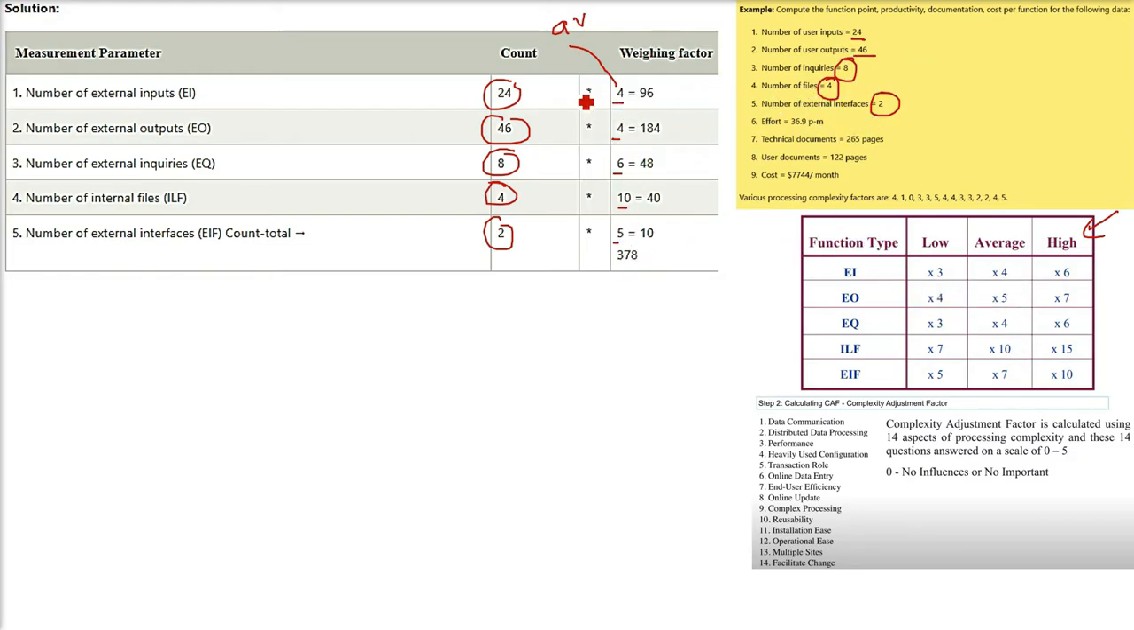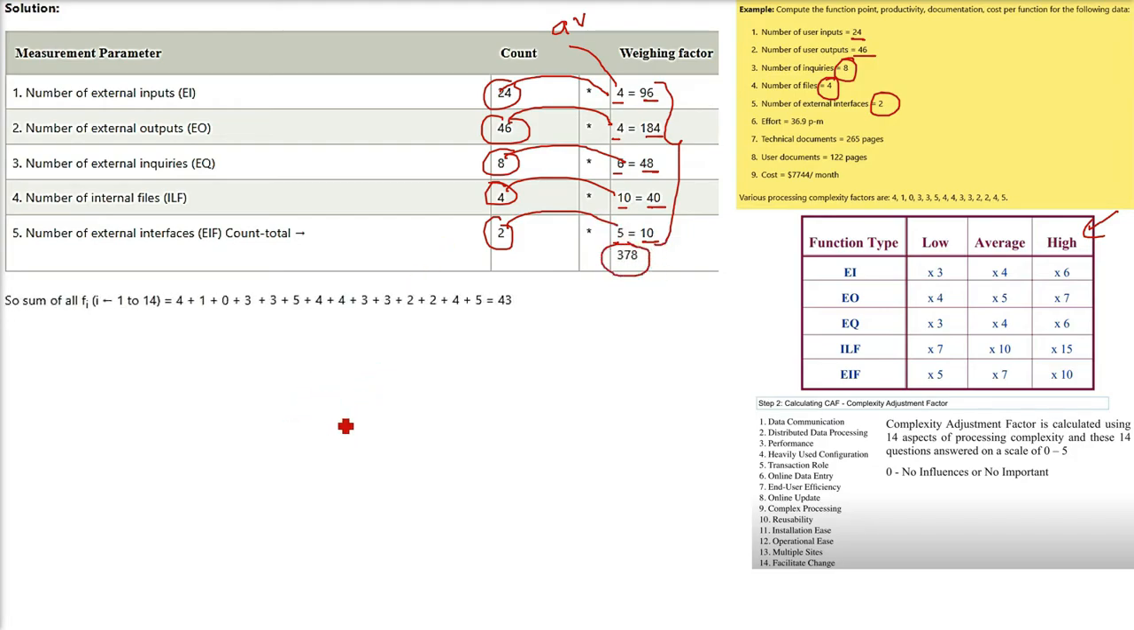So what we'll do: 24 into 4, 96. 46 into 4, 184. 8 into 6, 48. 4 into 10, 40. 2 into 5 is 10. So these values have come. Now we are going to add them, and this is going to be the count total, 378. And now we need to find sigma fi also.